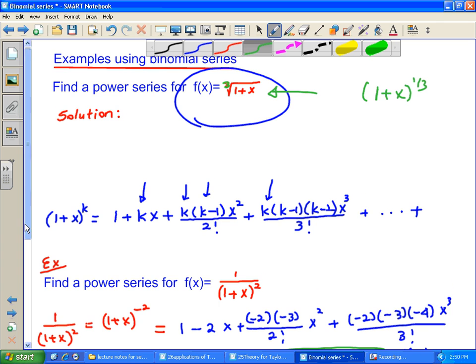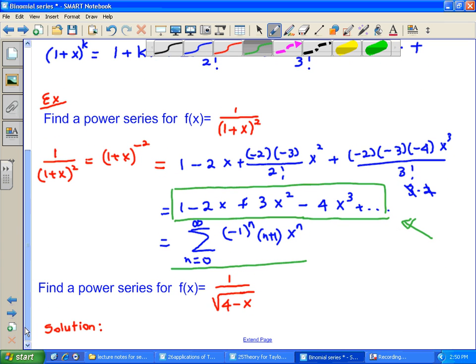And if you like a challenge, I will also show you another one to think about. A power series for 1 over the square root of 4 minus x. And the idea there would be try to write it as 1 plus x or 1 plus or minus x under the square root, because the rule only works under those situations. So think about what you would need to factor out, how you could rewrite this.